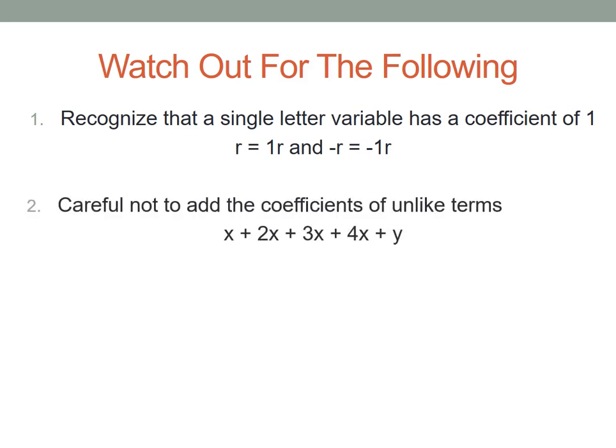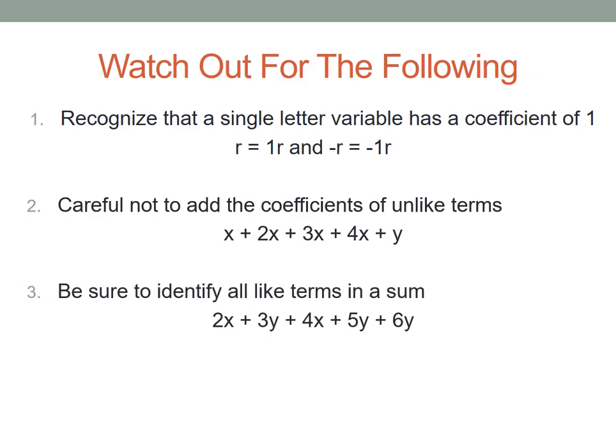Second one, careful not to add coefficients of unlike terms. And this is just paying attention to detail. So here's an x, this is in the x family, x family, x family, x family, y family. Make sure when you add this, you're adding only the x family together. And then in this case, there's only one y, so we would take that. So don't just add another variable to a different family because it's there. So you've got to watch your families.